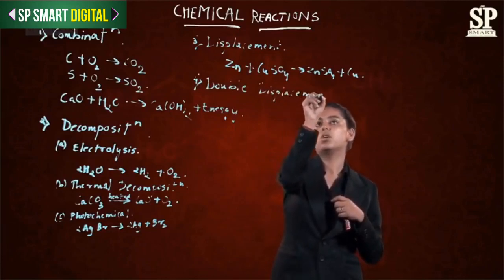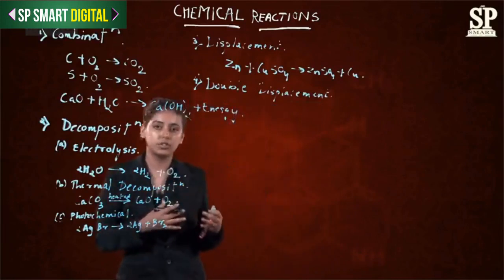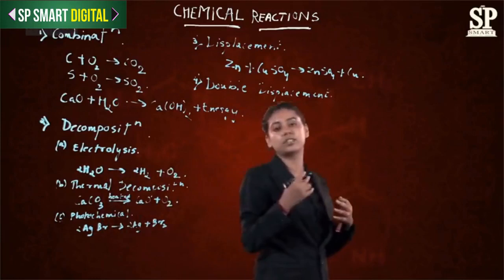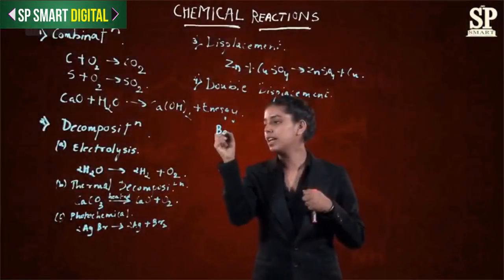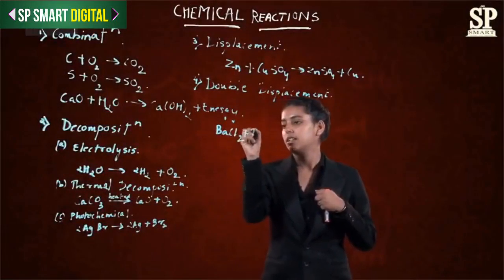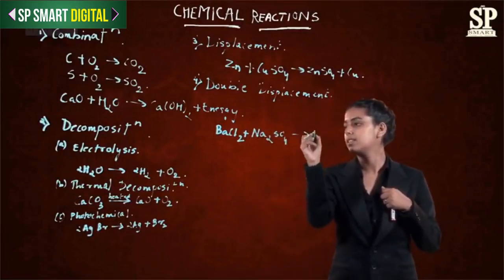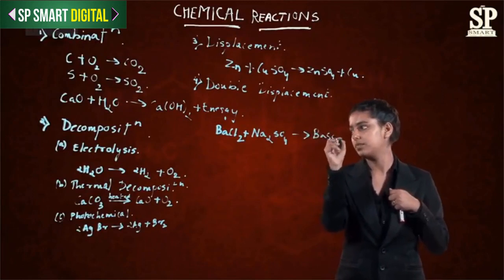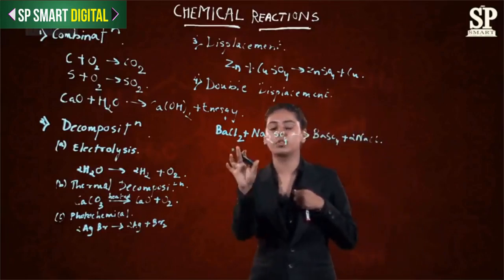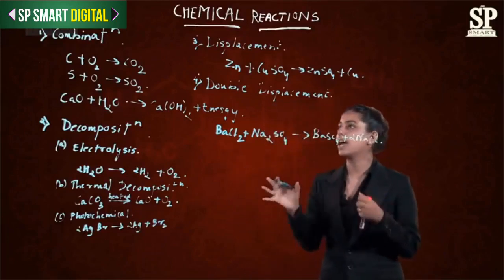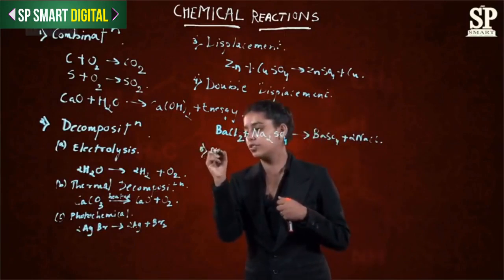In a compound, when two or more atoms or a group of atoms try to displace another atom or a group of atoms, it is called a double displacement reaction. The example here can be when barium chloride is treated with sodium sulfate, you get barium sulfate plus sodium chloride. You can see that the displacement of chloride and sulfate ions has taken place, and hence it is called double displacement. The fifth is the neutralization reaction.